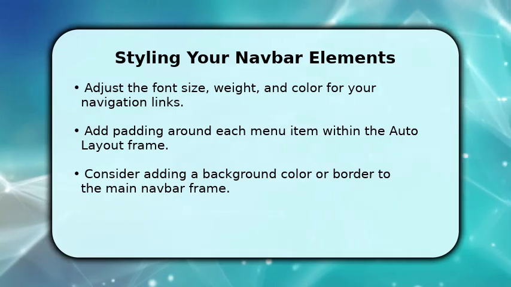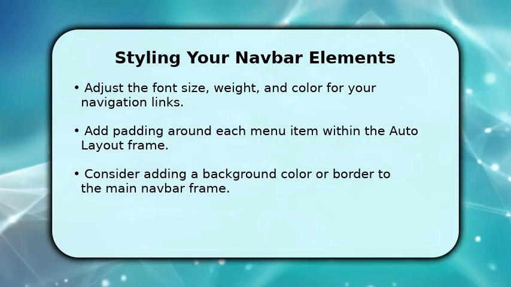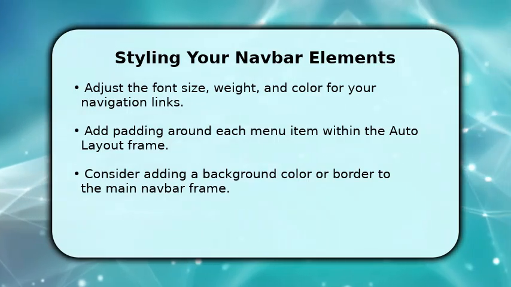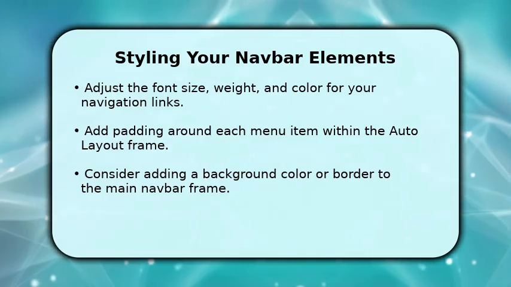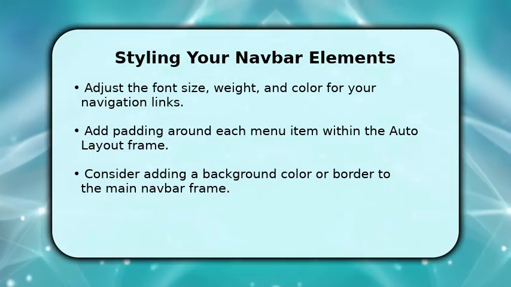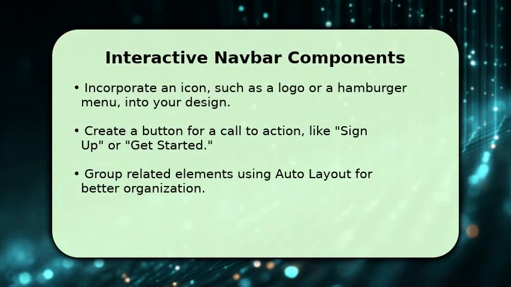Within the Auto Layout settings, add horizontal padding to each item, maybe 16 pixels on both sides, and vertical padding of 8 pixels. You can also give your main navbar frame a subtle background color, like a light gray, for better visual separation. To enhance interactivity, let's add a few more elements.